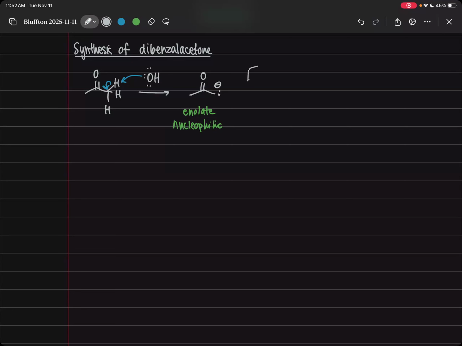Now we need our electrophile. And benzaldehyde is electrophilic. So we attack the electrophilic carbon of benzaldehyde.